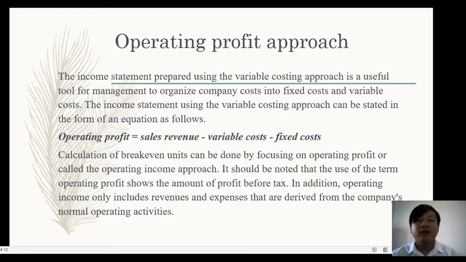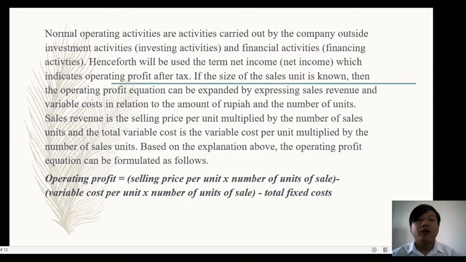Calculation of break-even units can be done by focusing on operating profit, called the operating income approach. It should be noted that the use of the term operating profit shows the amount of profit before tax. In addition, operating income only includes revenue and expense that are derived from the company's normal operating activity. Normal operating activities are activities carried out by the company outside investment activity and financial activity. Henceforth we will use the term net income, which indicates operating profit after tax.